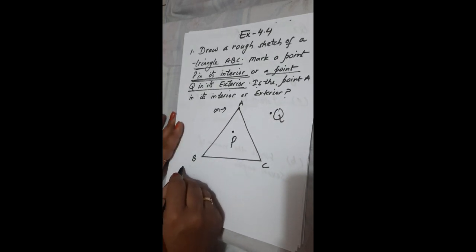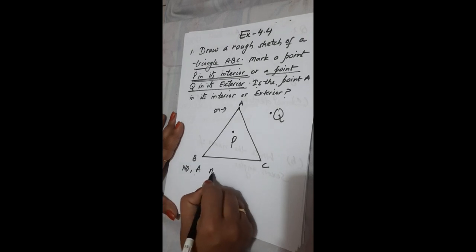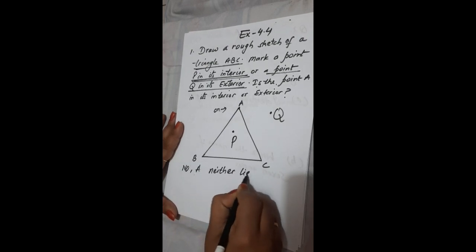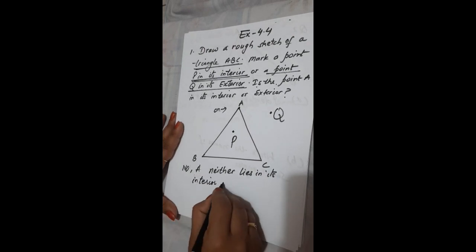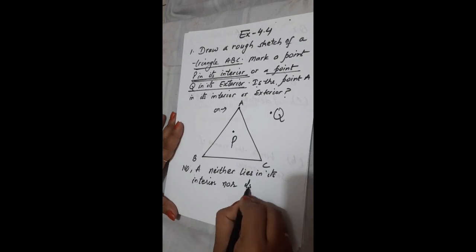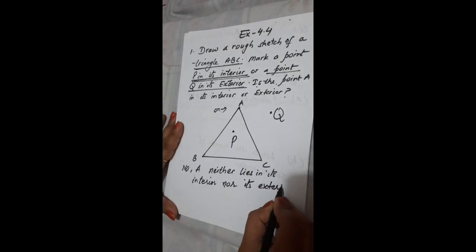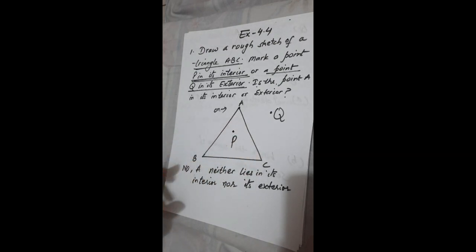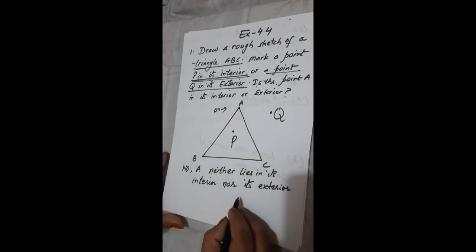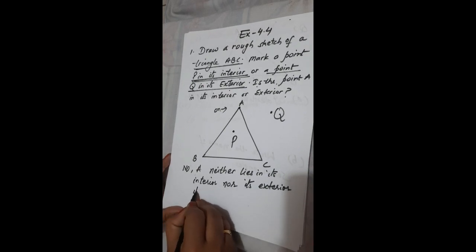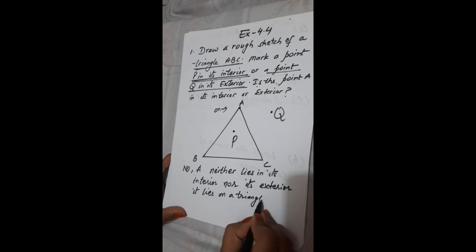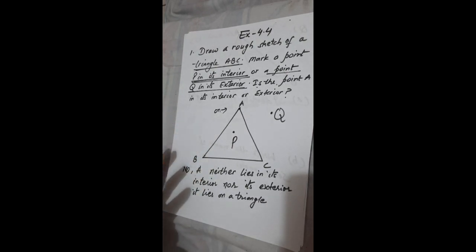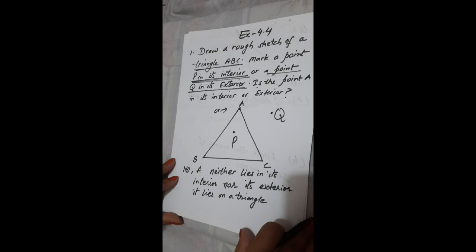So I will write, A neither lies in its interior nor in its exterior. It lies on the triangle. Or simply we can say it is a vertex, as we know that a vertex is a common endpoint of two line segments. So this is all with question number 1.